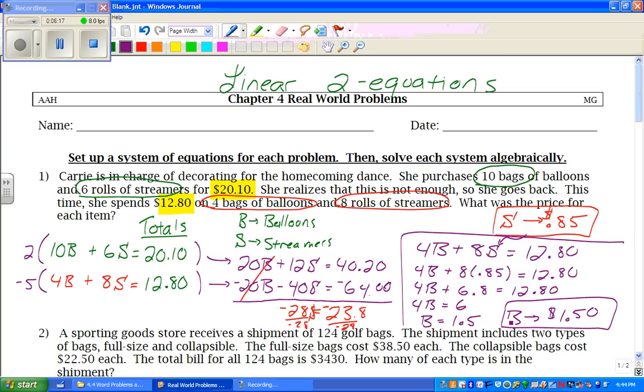You don't have to write these as an ordered pair because they're a real-life problem. You're just answering the question. What was the price for each item? So each streamer was 85 cents. Each bag of balloons was $1.50. And we got one done.